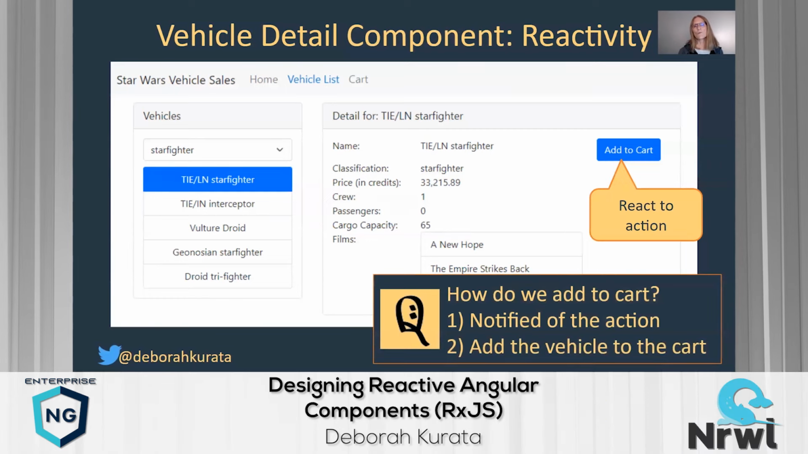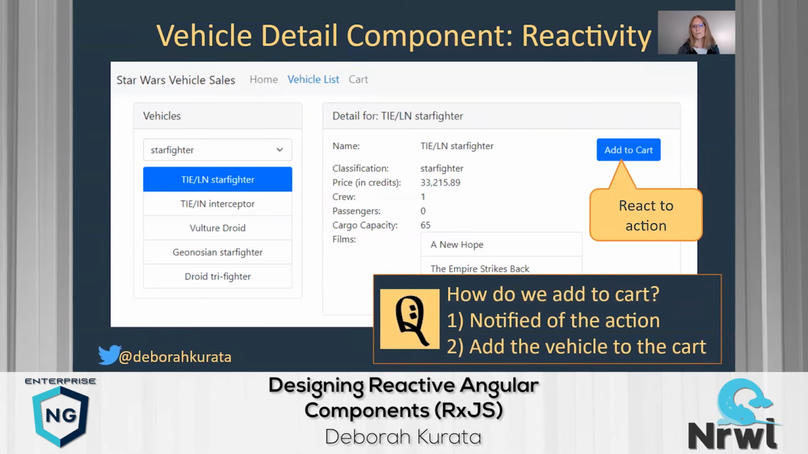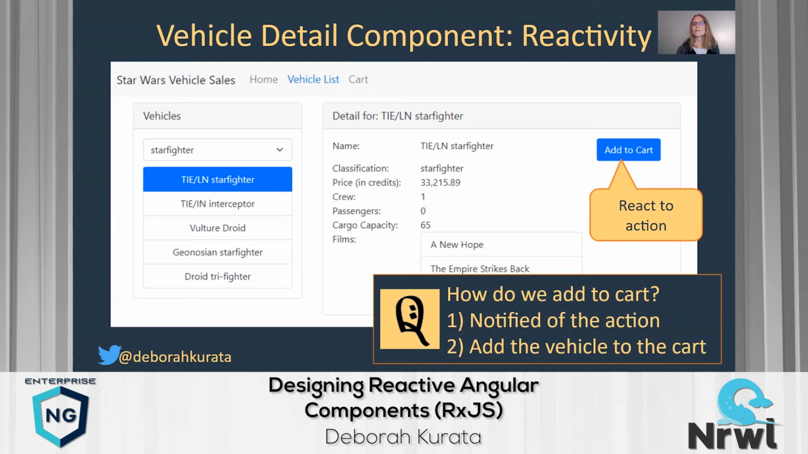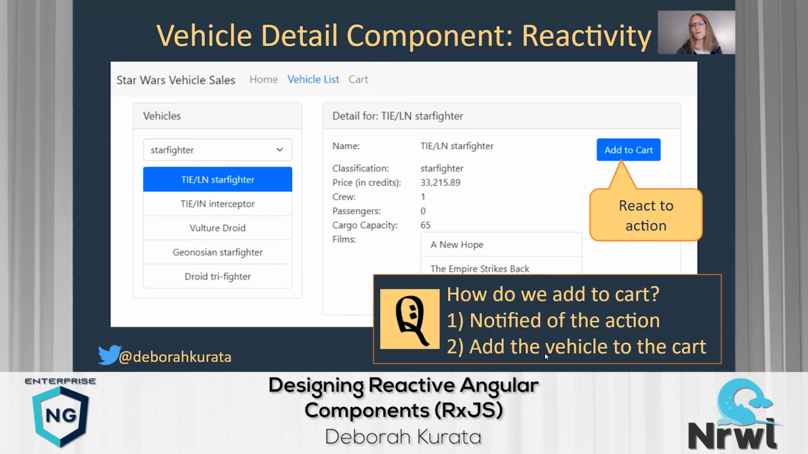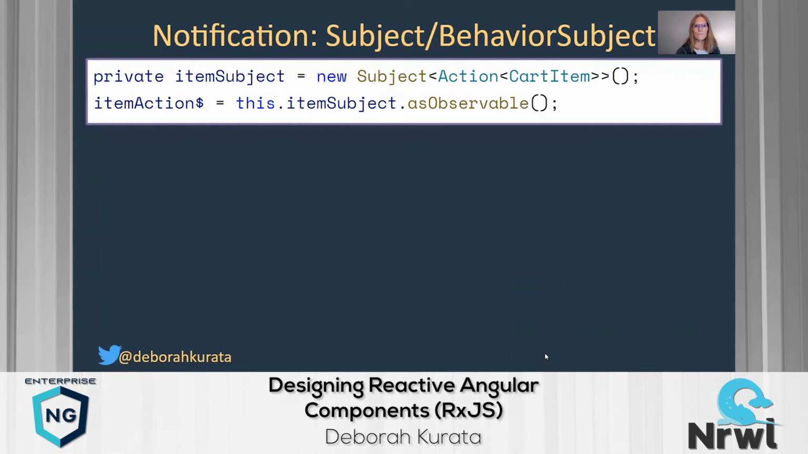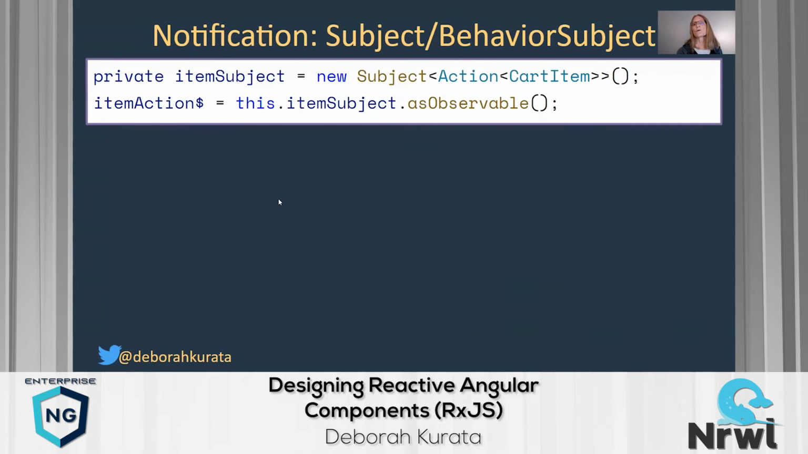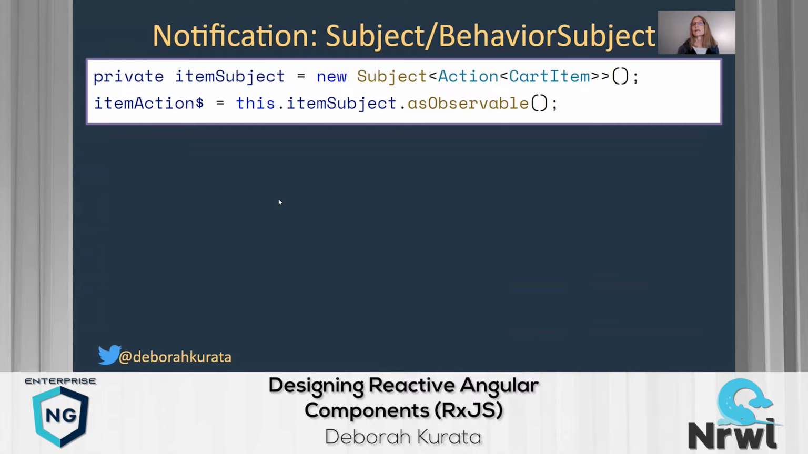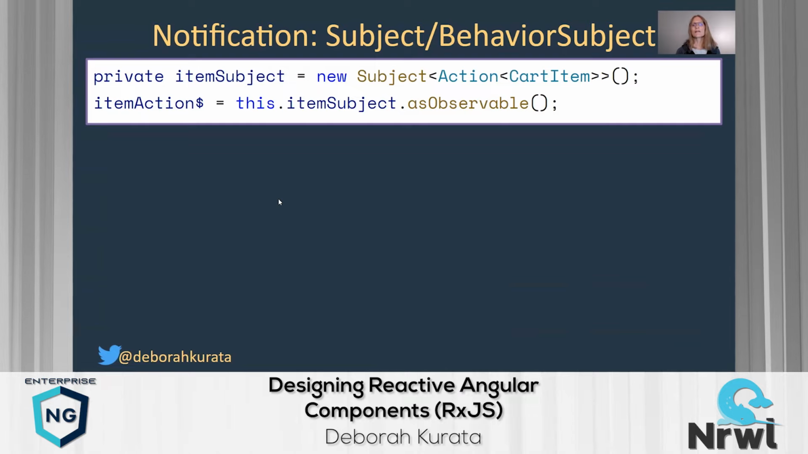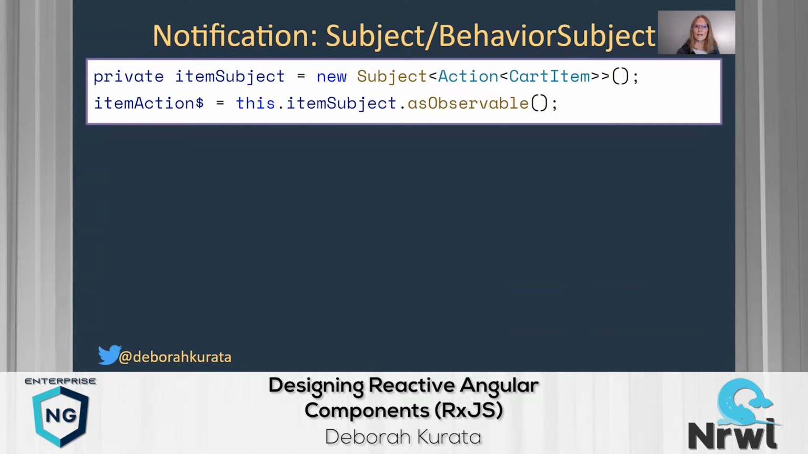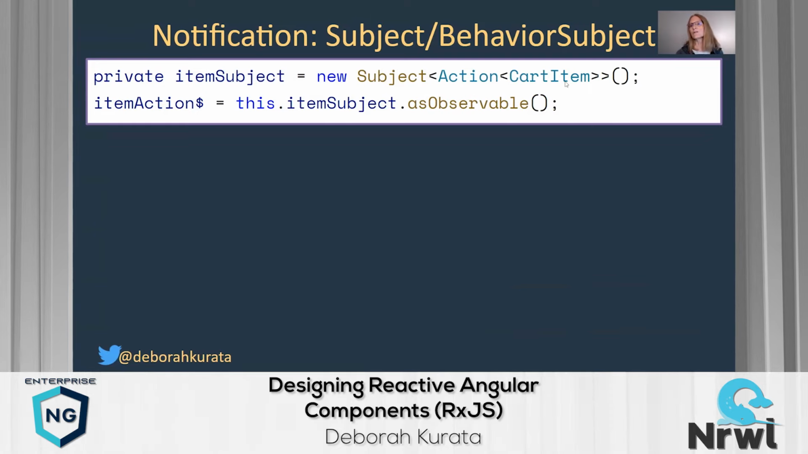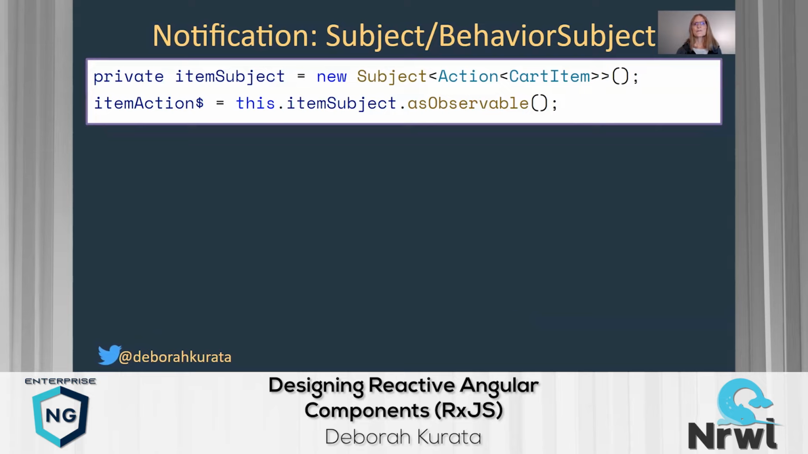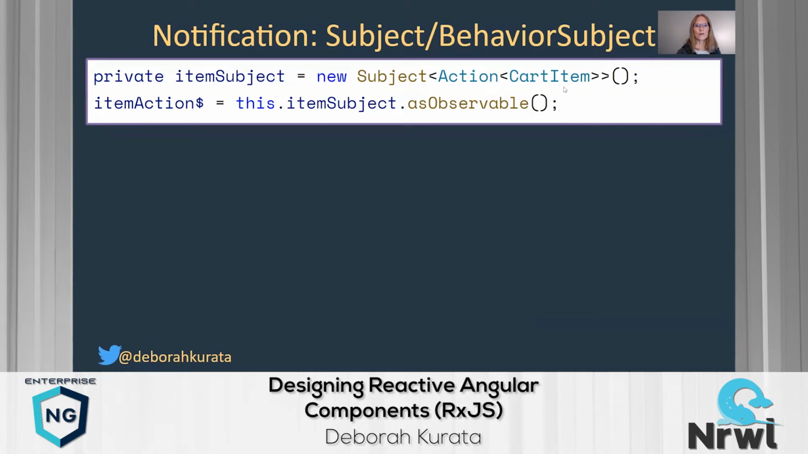Now, we also might want to do an update if the user updates the quantity, or a delete if the user deletes the item from the cart. So we're going to have all of our CRUD operations that we'll need to do. First of all, we're going to want that notification. And again, when we think notification, we think, okay, we're going to need to create a subject or behavior subject. Here we're defining a subject of action of cart item. So that's going to define what's going to be emitted from our subject.